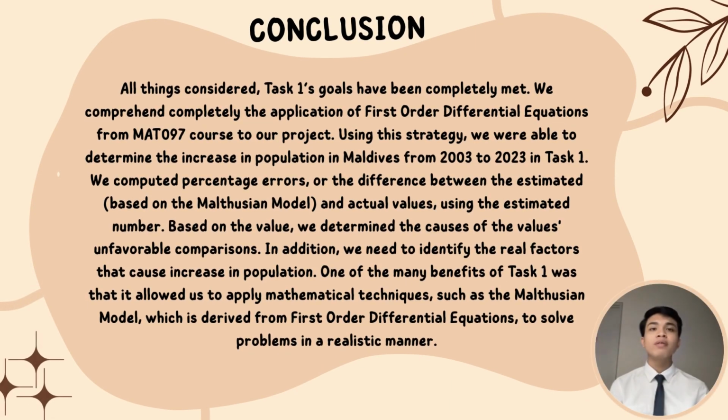Overall, we fully achieved the goal of Task 1. We clearly understood how to apply first-order differential equation learned in the MATH097 course to our project. Using this method, we calculated the population growth in the Maldives from 2003 to 2023. We compared the estimated value based on the Malthusian model with the actual population data and calculated the percentage error. This helped us understand why the estimate didn't always match the real number.